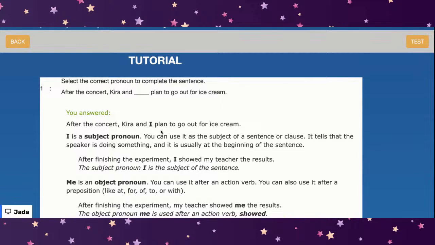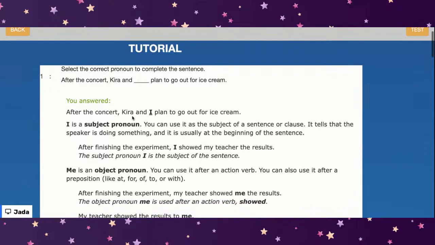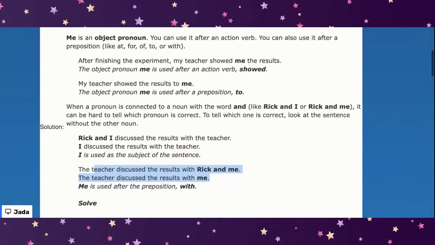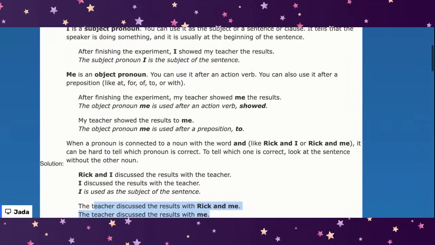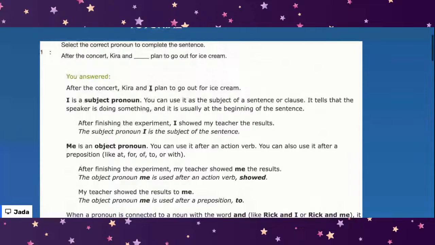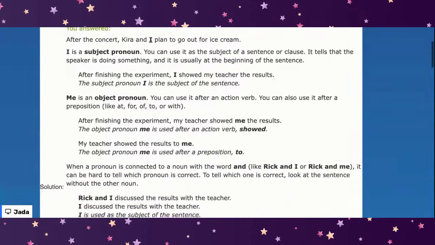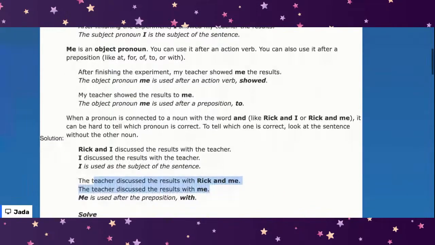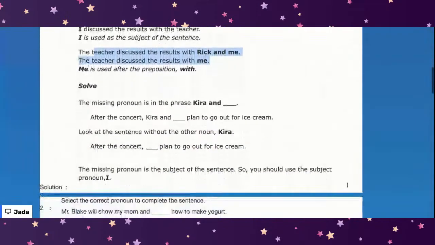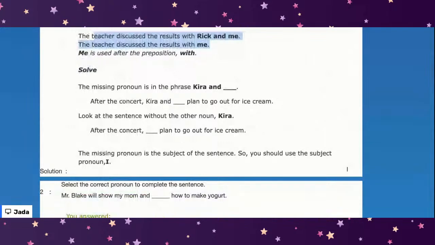After the concert, Kira and I plan to go out for ice cream. So is it Kira and me or Kira and I? Which is the most suitable answer? Like I've said, you can use I plan to go out for ice cream to see what is the right pronoun that should be there. So, you see, I is the most suitable pronoun there. Okay?